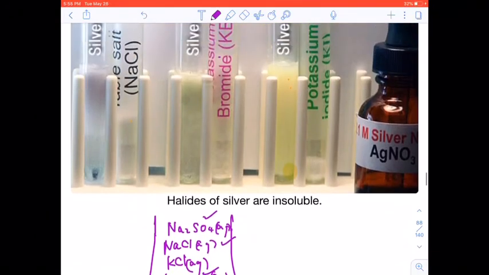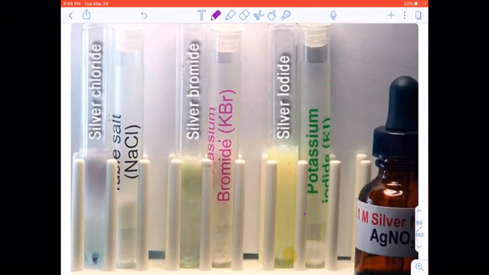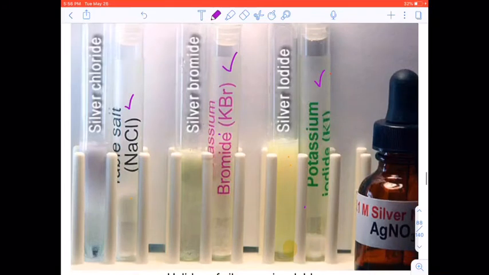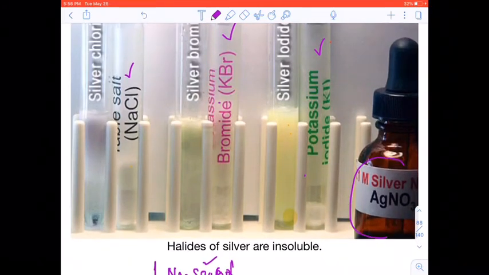Right. But let's look at this here now. We've got sodium chloride. We know sodium chloride is soluble. Here we've got potassium bromide. We know potassium bromide is soluble. And here we've got potassium iodide. These are all soluble salts. So in the tap water, all these are soluble. But we want to know if they do exist in water. In order to know whether we have these salts, we use silver nitrate.